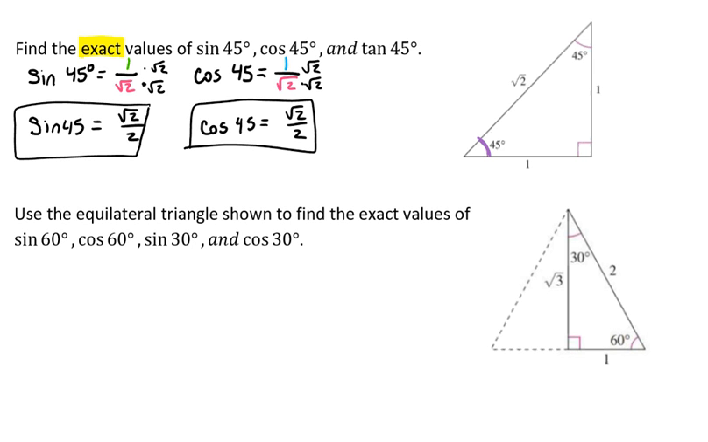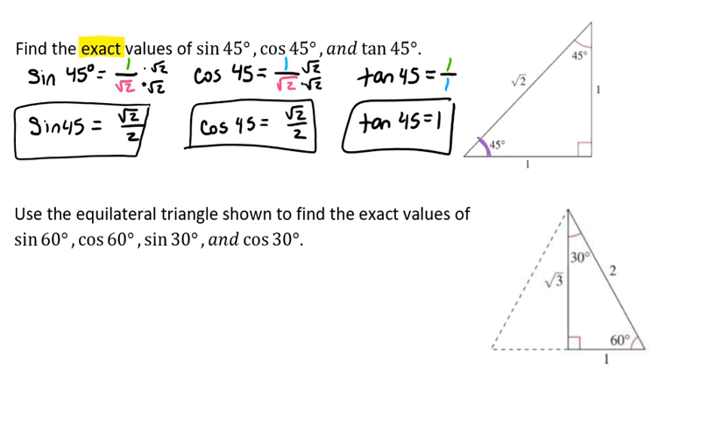So we've just found the exact value of the cosine of 45. To find the exact value of the tangent of 45, we're going to need to take the opposite, which is 1, over the adjacent, which is 1. And so we'll have a 1 over 1, which is the tangent of 45 degrees, equals 1. So that's the exact answer of the tangent of 45 degrees.